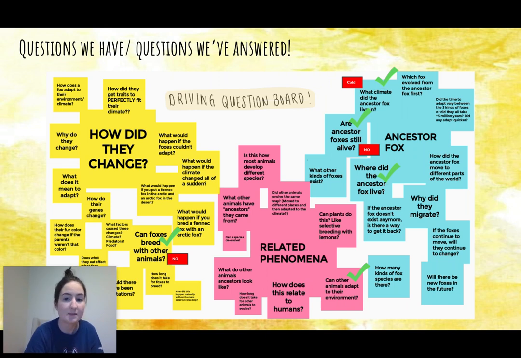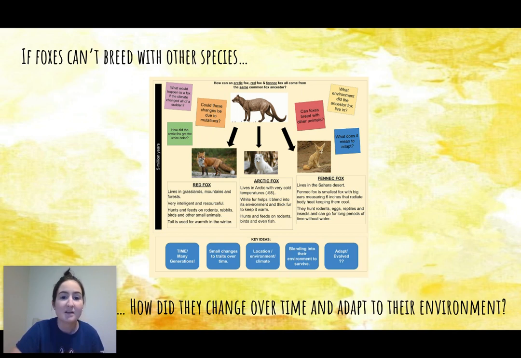Our ancestor fox is still alive? No. What climate did the ancestor fox live in? Cold. So we answered a few of our questions, which is super awesome. Okay. If foxes can't breed with other species, then how did they change over time to adapt to their environment? Because that was one of our bigger explanations. So if that isn't the answer, then how did the foxes change and adapt to their environment over time?